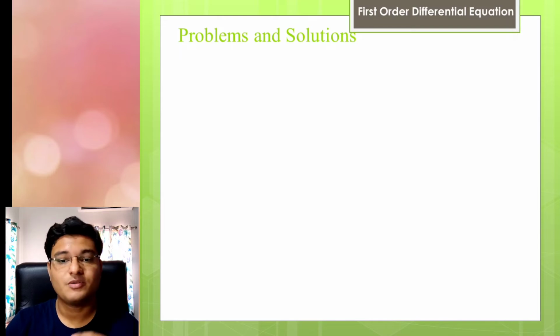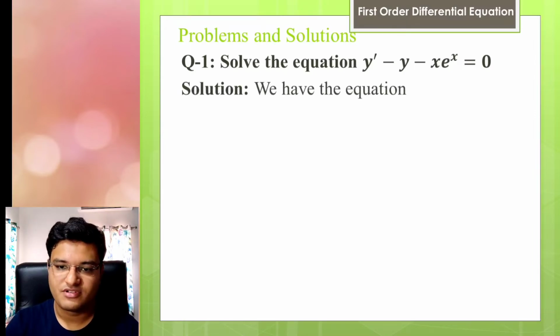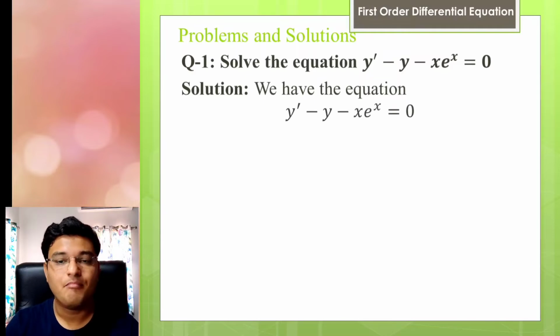Now let's talk about problems and solutions. So here is the first question. Solve the equation y' - y - x e^x = 0. Let's start the solution. First of all, we have the equation y' - y - x e^x = 0.